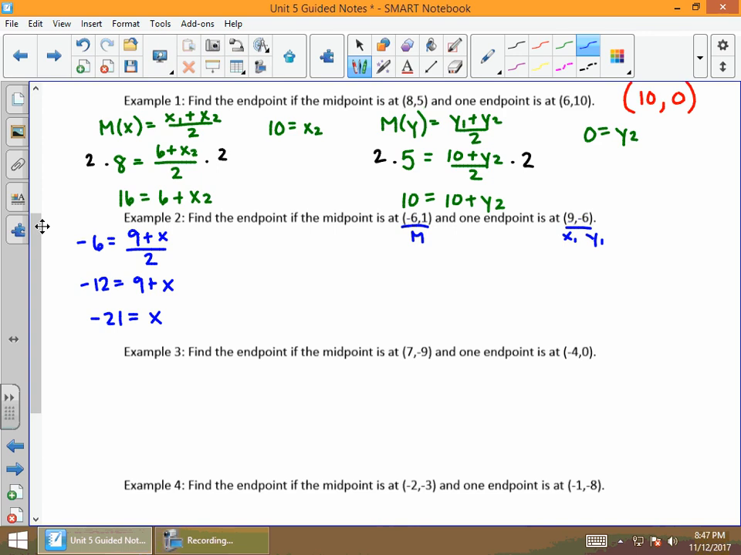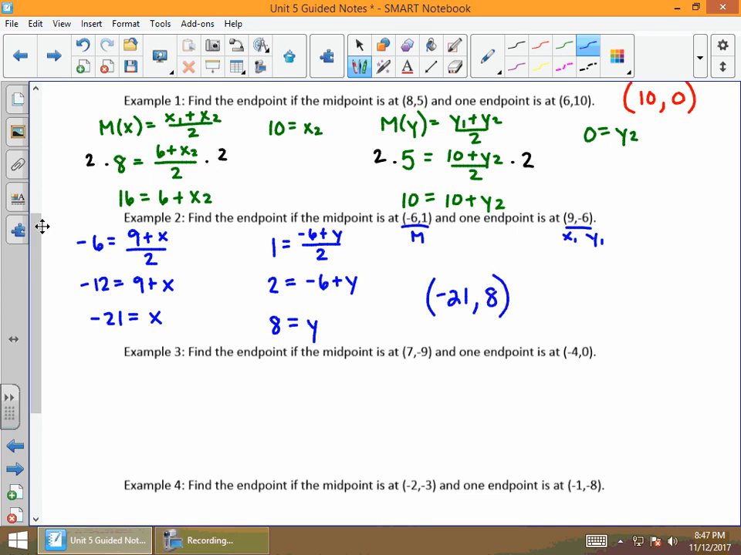To find the y, take the midpoint for the y. So 1 is equal to my two y's, negative 6 plus the missing y, over 2. Multiply both sides by 2. 2 is equal to negative 6 plus y. Add 6 to both sides, and 8 is the y value. So my other endpoint is negative 21, 8.